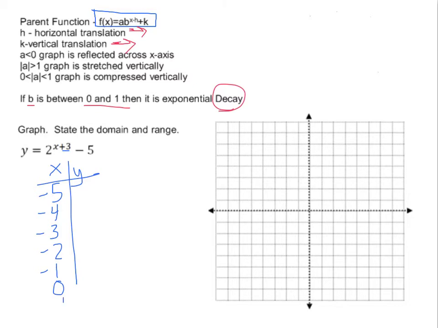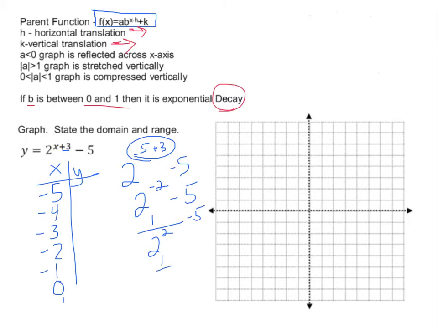to +1. So when we plug in -5 here, we have 2 to the -5 plus 3 and then minus 5. Well, -5 plus 3 is -2. So that's 2 to the -2 minus 5. Remember that negative exponent puts it in the denominator, so it's 1 over 2 squared minus 5. 2 squared is 4, so it's 1/4 minus 5. Well, 1/4 minus 5 would be -4 and 3/4.